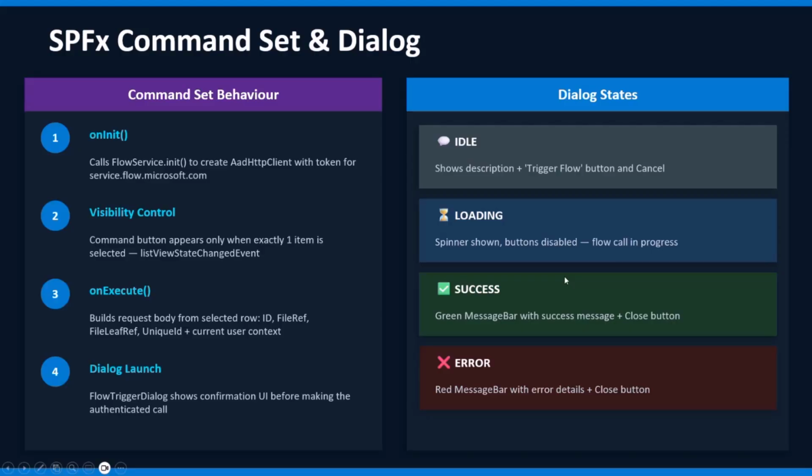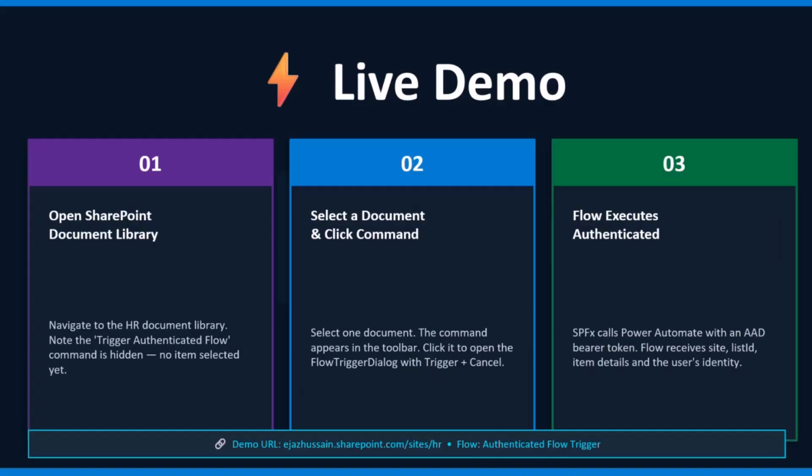It's very basic and simple, but that gives you an idea that this can be extended to a more advanced level as well. So let's look into the live demo. In the live demo, we'll open the document library, first of all select the item, then trigger our command set, and then we'll see Power Automate as well, how it looks.